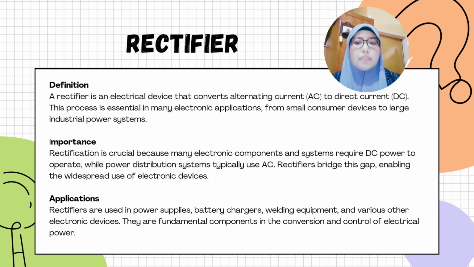Why is it important? Because many electronic components and systems require DC power to operate, while power distribution systems typically use AC. Rectifiers bridge this gap, enabling the widespread use of electronic devices. Rectifiers are used in power supplies, battery chargers, welding equipment, and various other electronic systems. They are fundamental components in the conversion and control of electrical power.